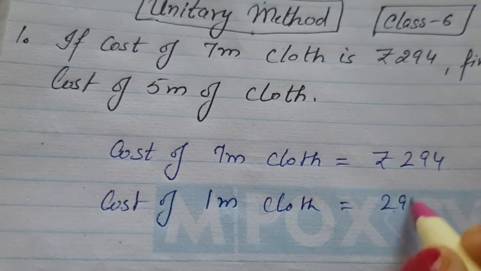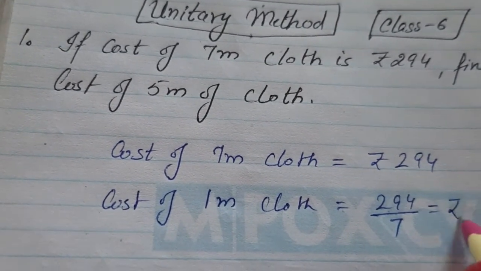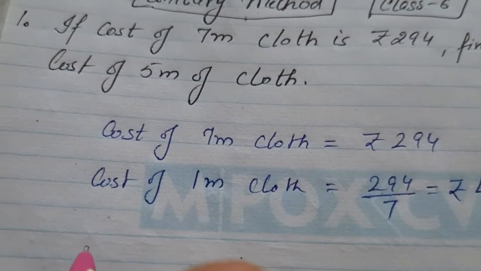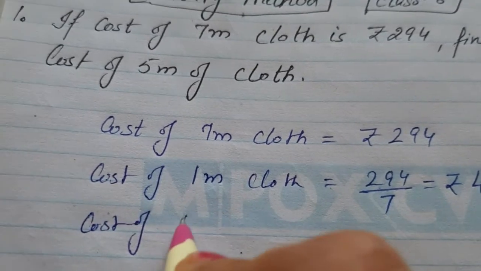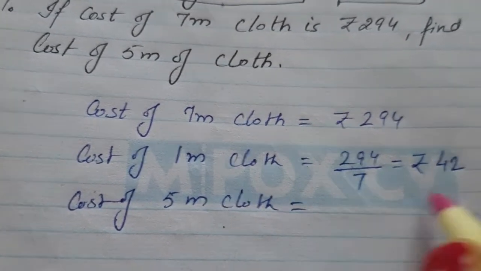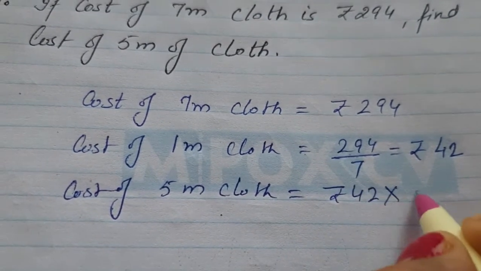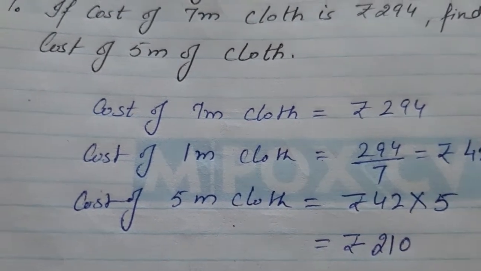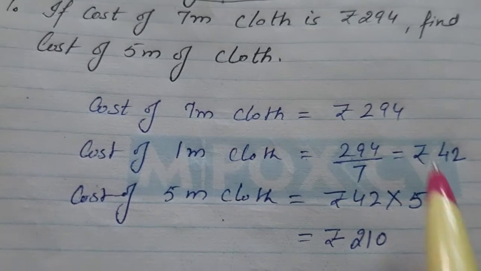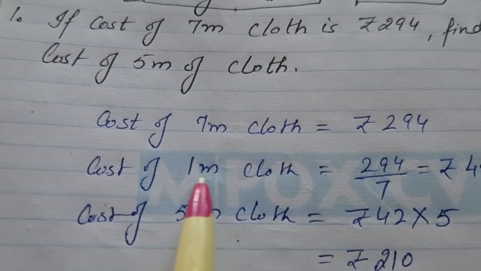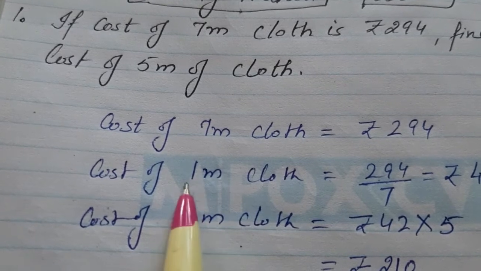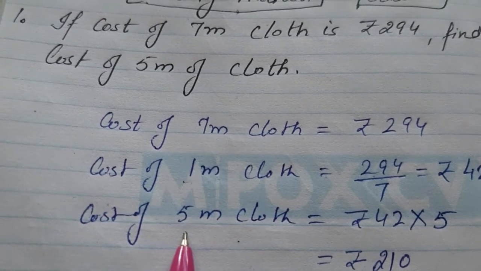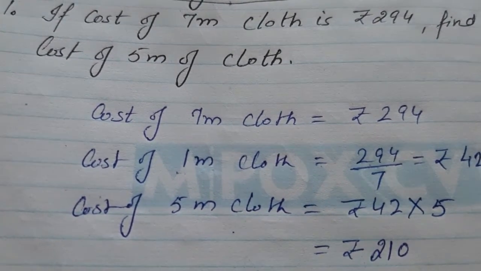Now you will find out the cost of 1 meter of cloth. We can find it out by dividing 294 by 7, that comes out to be 7 4s are 28, 7 2s are 14, 42 rupees. Then we will find out the cost of 5 meter cloth. Now we will multiply rupees 42 by 5 and it comes out to be rupees 210. So this is called unitary method. In unitary method, first of all we find the value of 1 unit. Afterwards we find the value for the required number of units that will be asked.